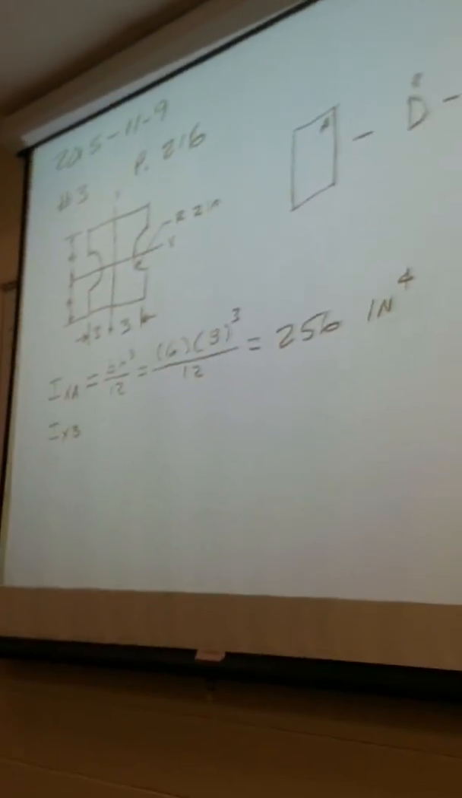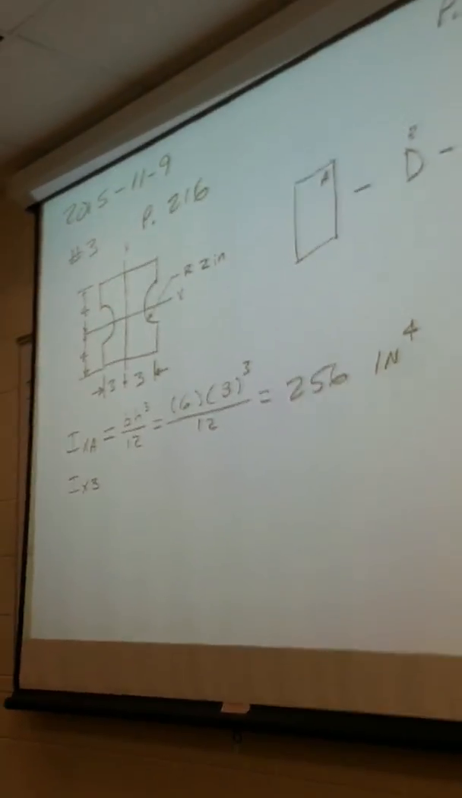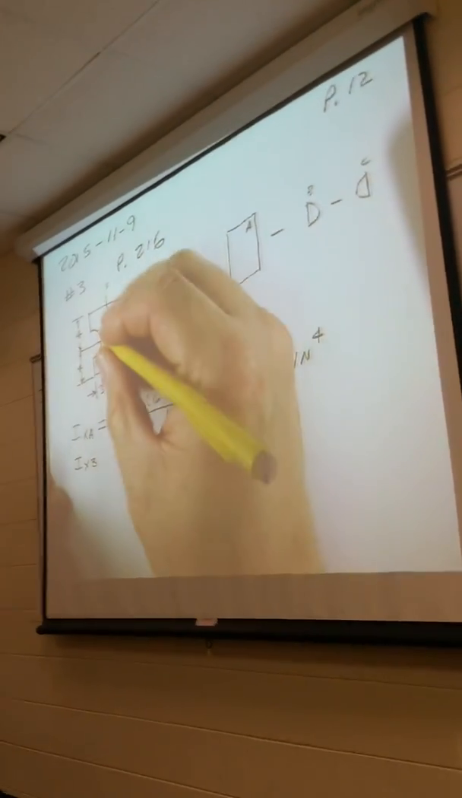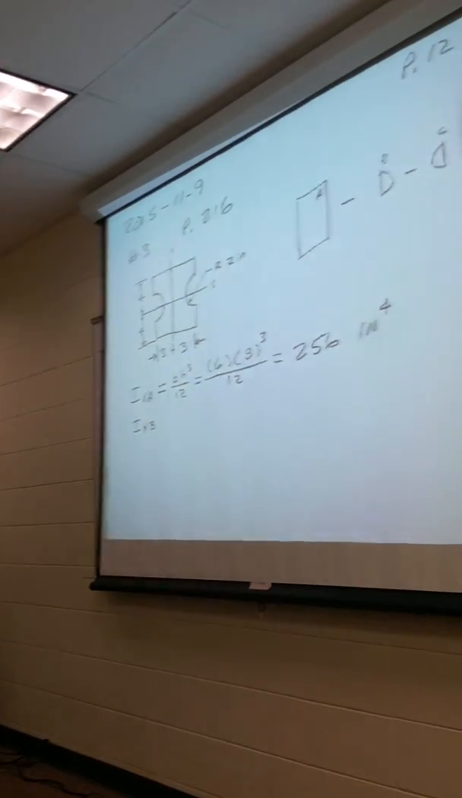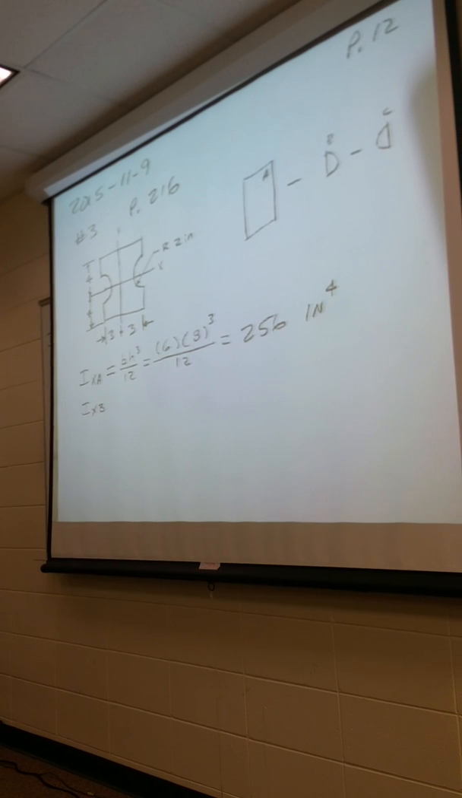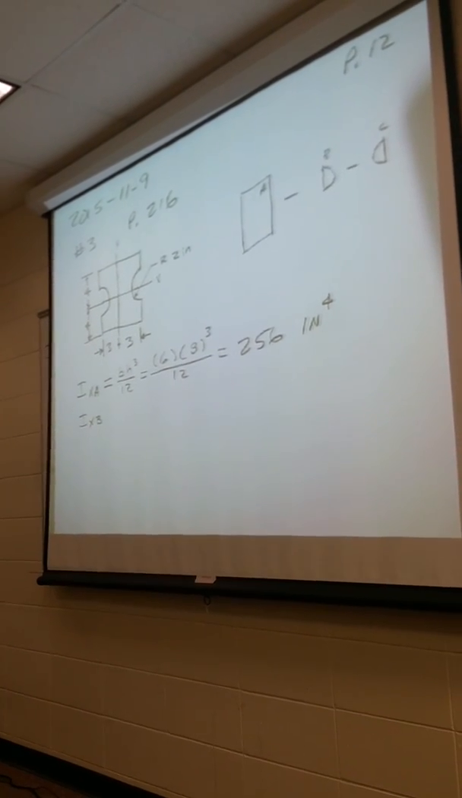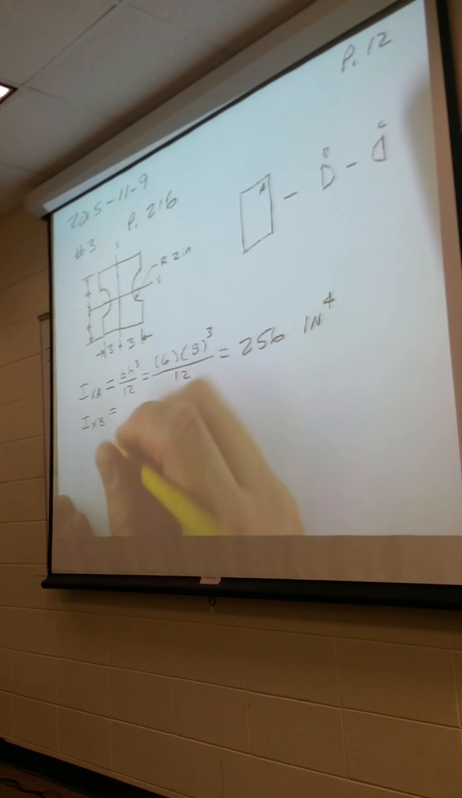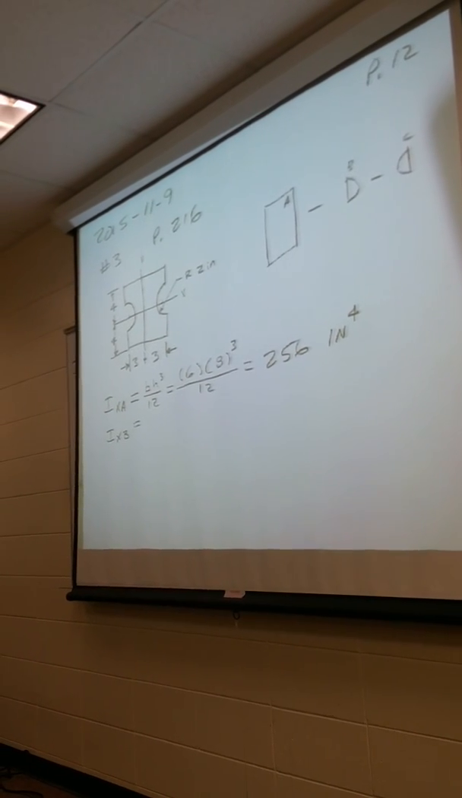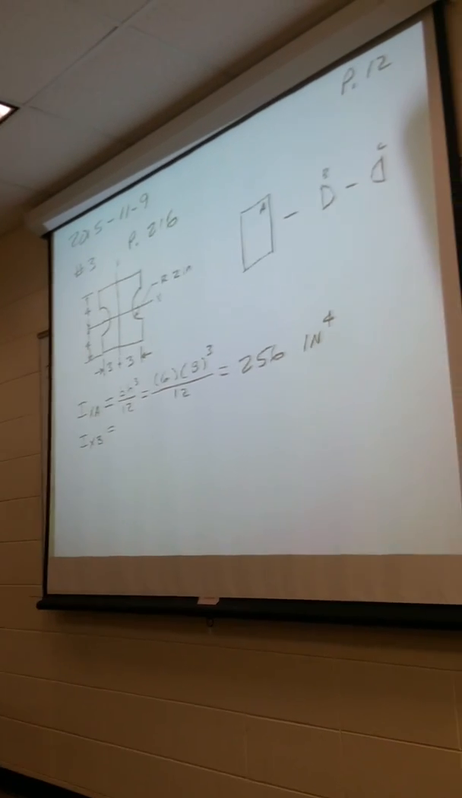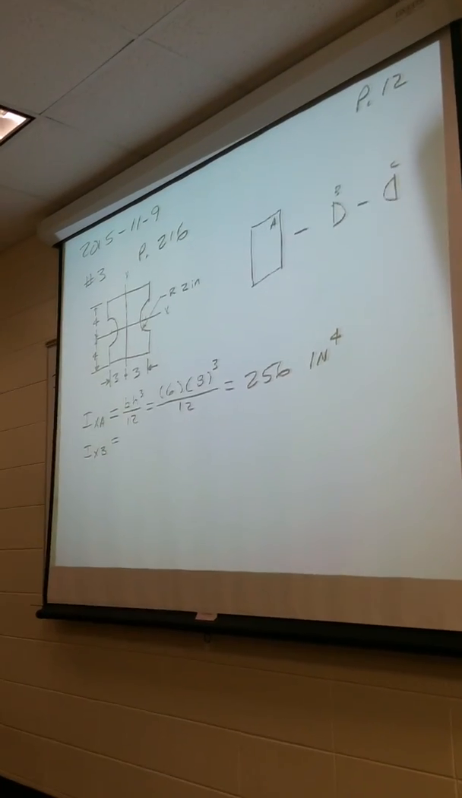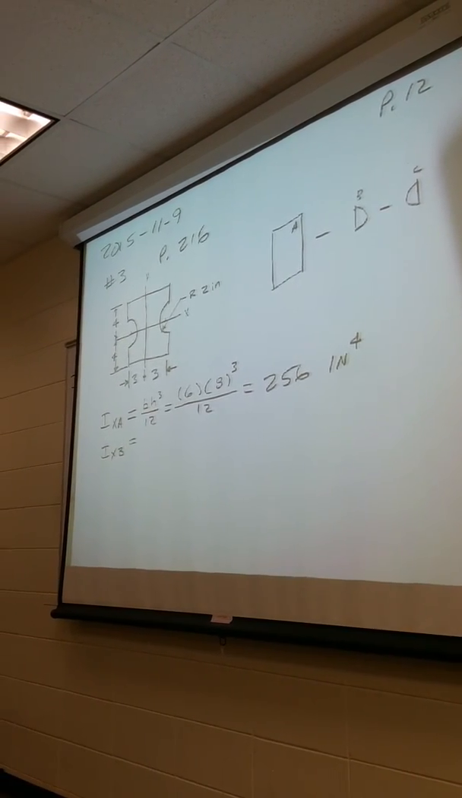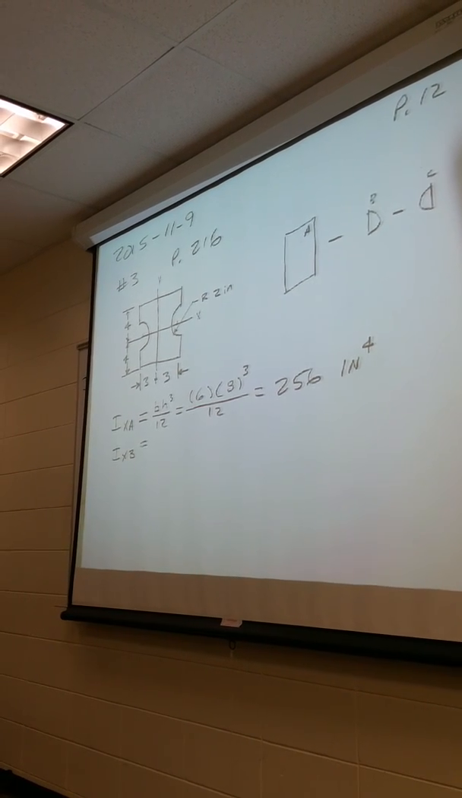IXB. Alright, we talked about this one tonight. Where's the center of one of these semicircles? Somewhere about there and somewhere about there. So which one do I use? We got a 0.1098 and we got a pi r to the 4th divided by 16. Where is the bounding edge and where is the axis?